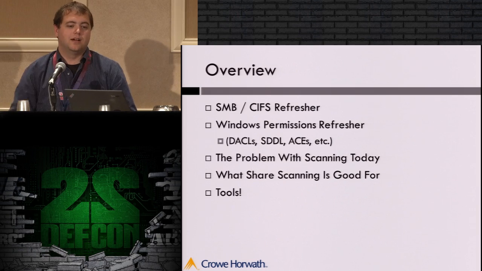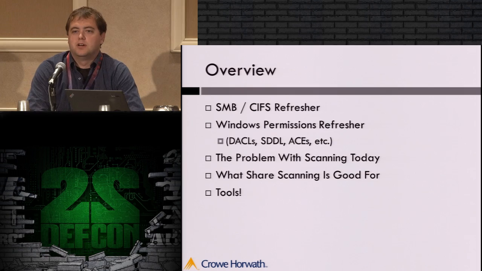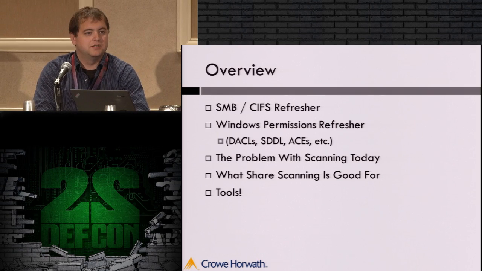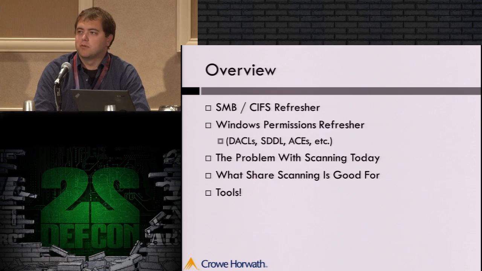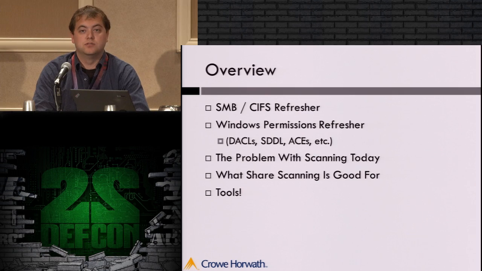Okay, so quick overview of what we're going to talk about. We're going to start off with a little bit of a refresher on SMB and CIFS and Microsoft Windows shares, so everybody kind of has the same base, understands the problem we were running into, and why we built this tool, and why we use this as probably one of our primary go-to methodologies in pen testing now.